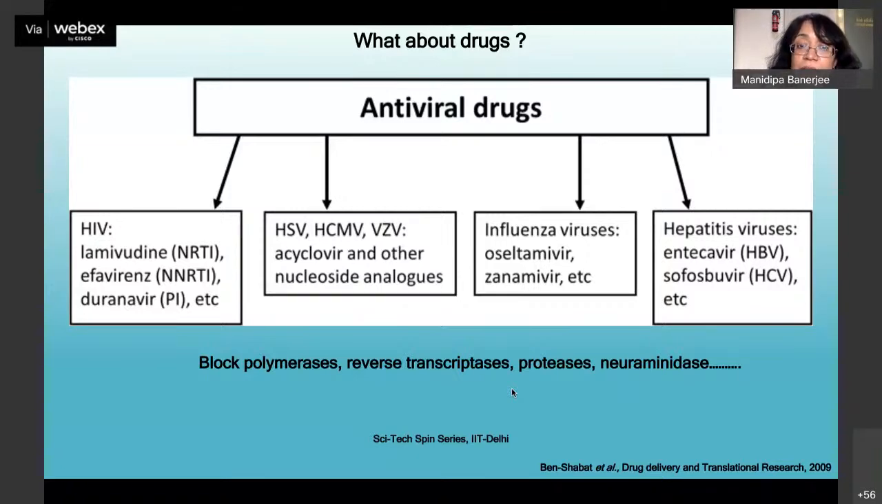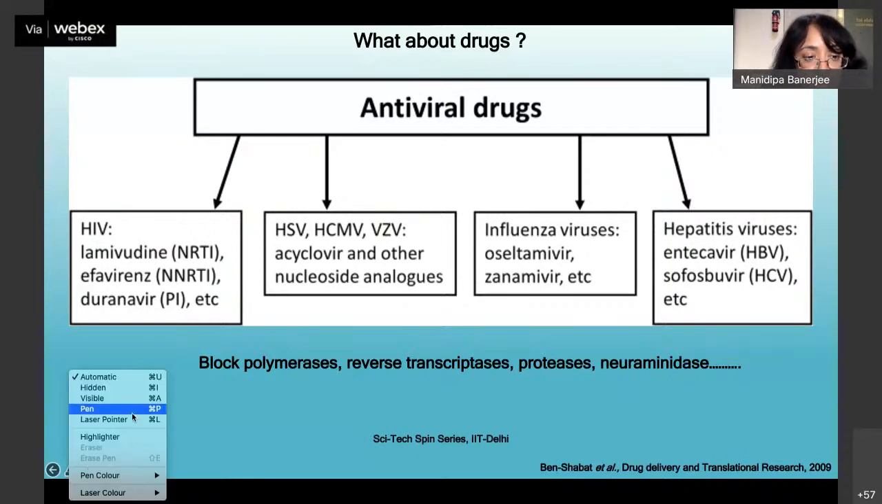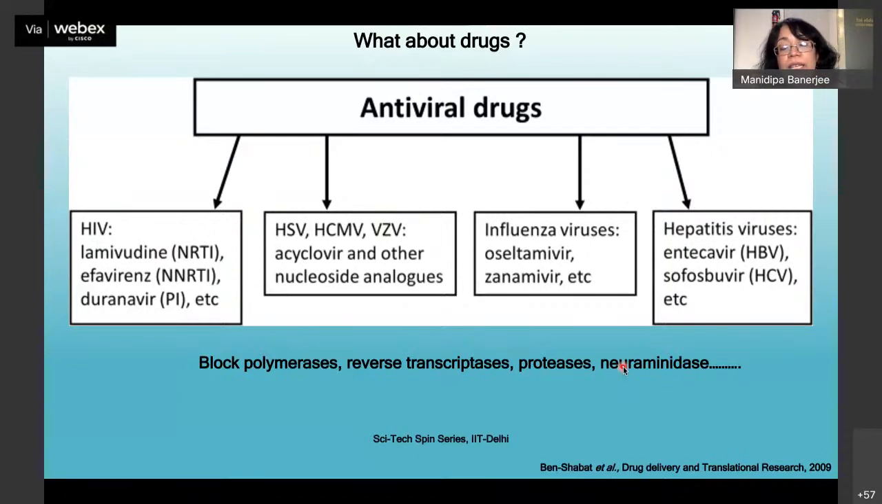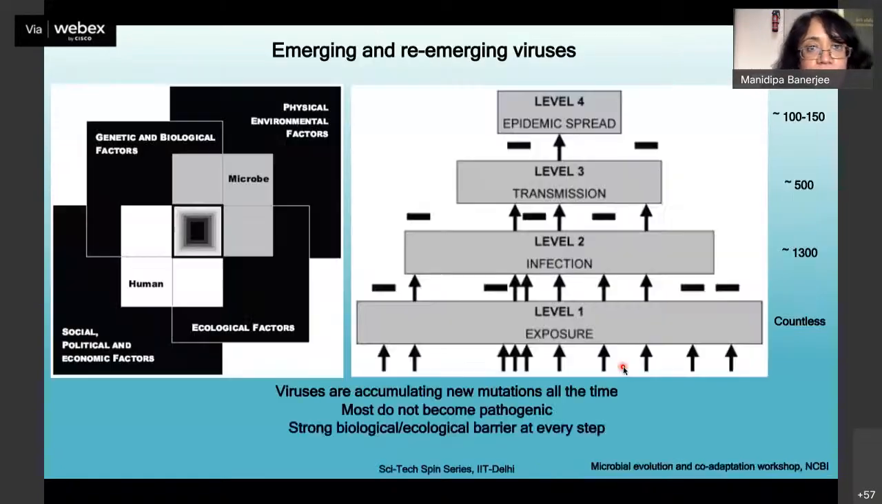Then there are other viral proteases, which are important. Influenza virus, for example, has a protein called neuraminidase, which is important for releasing new virus from cells. So we have drugs against that. In fact, the Tamiflu that we take for bird flu is actually targeting neuraminidase. So there are different types of antiviral drugs, less in number, but they are available. They block polymerases or reverse transcriptases or proteases or neuraminidase. So these are the viral components that one targets for generating antiviral drugs.